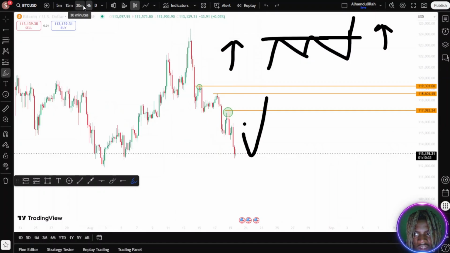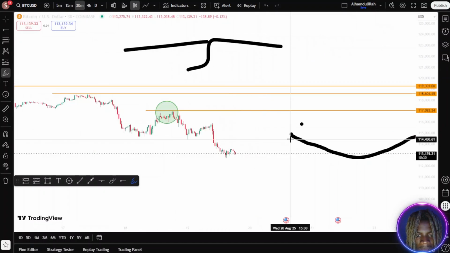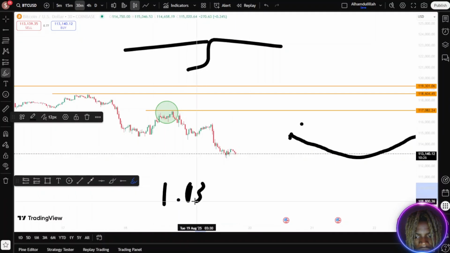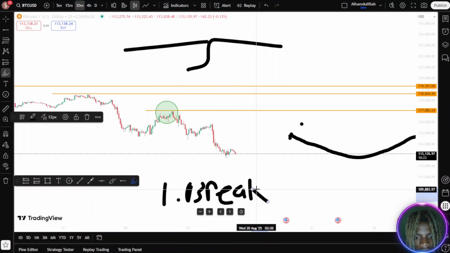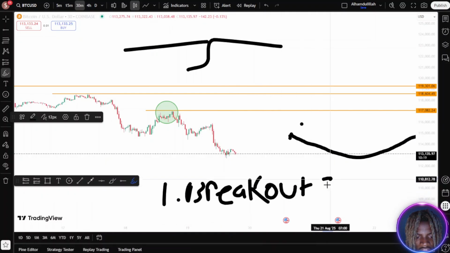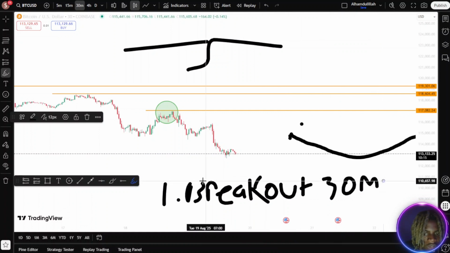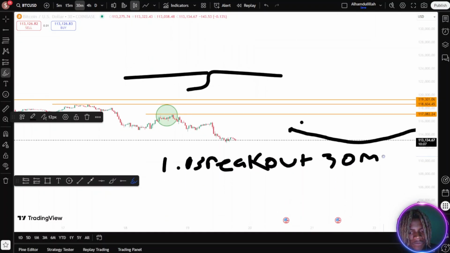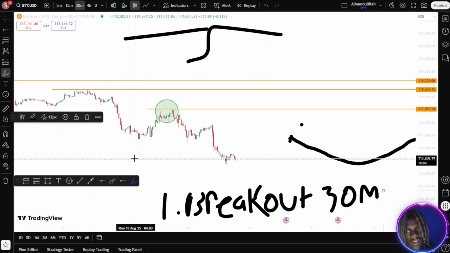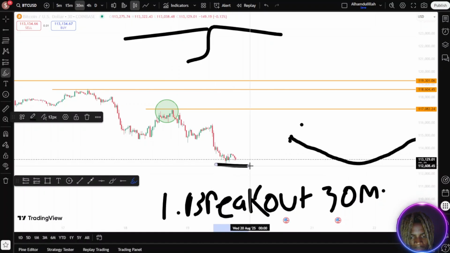So on a break of resistance, you're going to be waiting for a 30-minute close. For the first model, the breakout, you're going to be waiting for a 30-minute close above or below whatever level you have marked. And then for break and retest, you're going to be on your 30-minute once again. You're going to wait for a 30-minute close above the resistance or below your level. If you're playing a support breakout, then you want a 30-minute close below the support. If you're playing a resistance breakout, then you want a 30-minute close above the resistance.